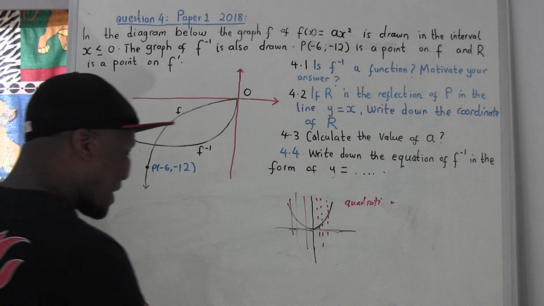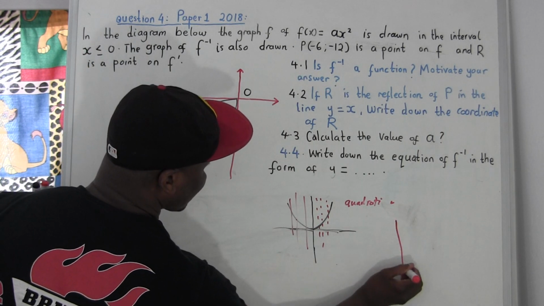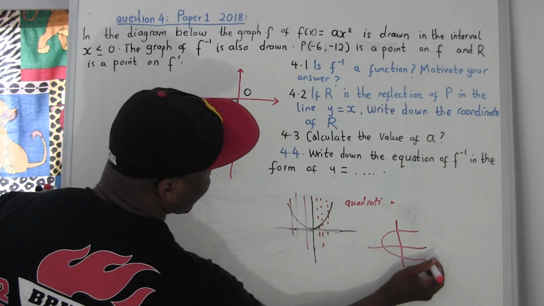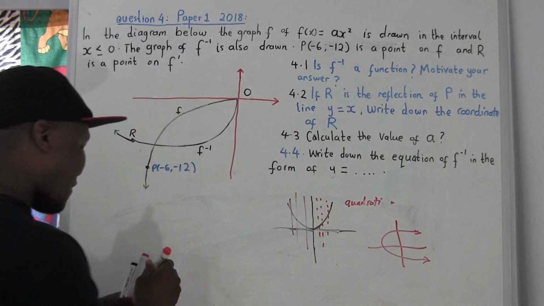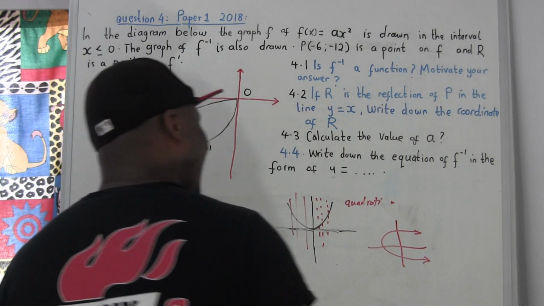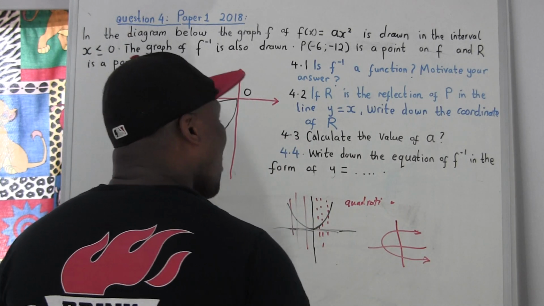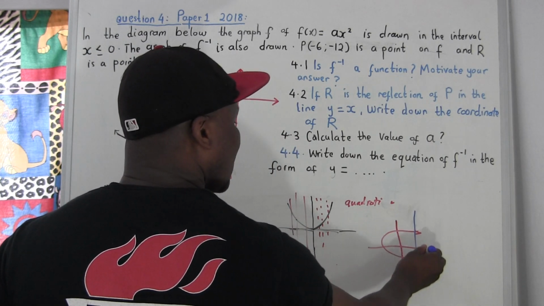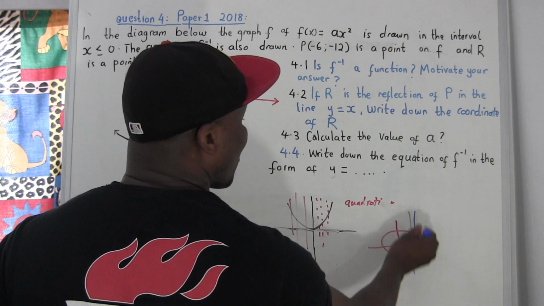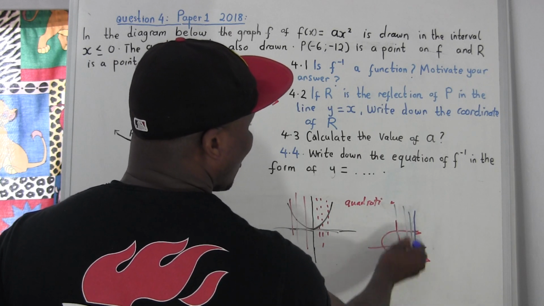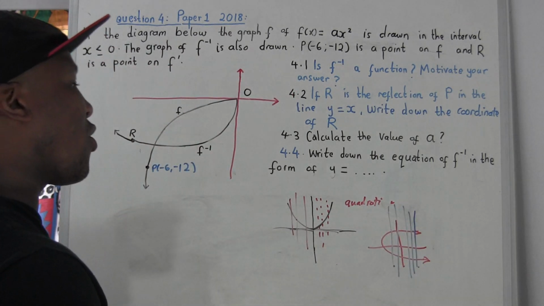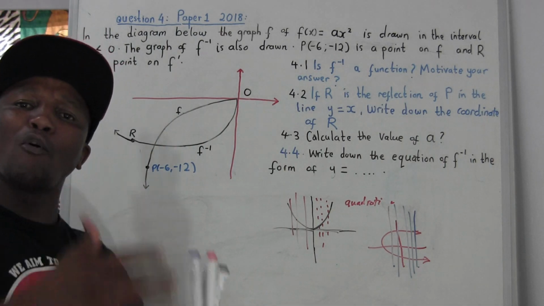For example, if somebody asks you, is this a function here? No, this is not a function. Why? Because if I draw a vertical line, it's going to cut more than once. Look, it cuts here and there. When you draw a vertical line, it only has to cut once. So this is not a function, because the vertical line cuts more than once.